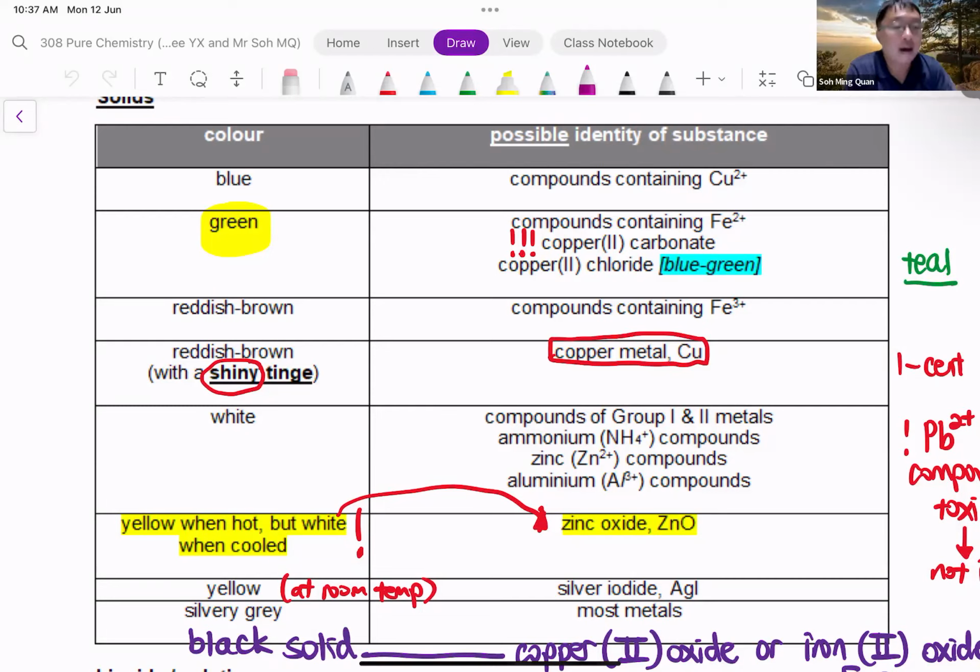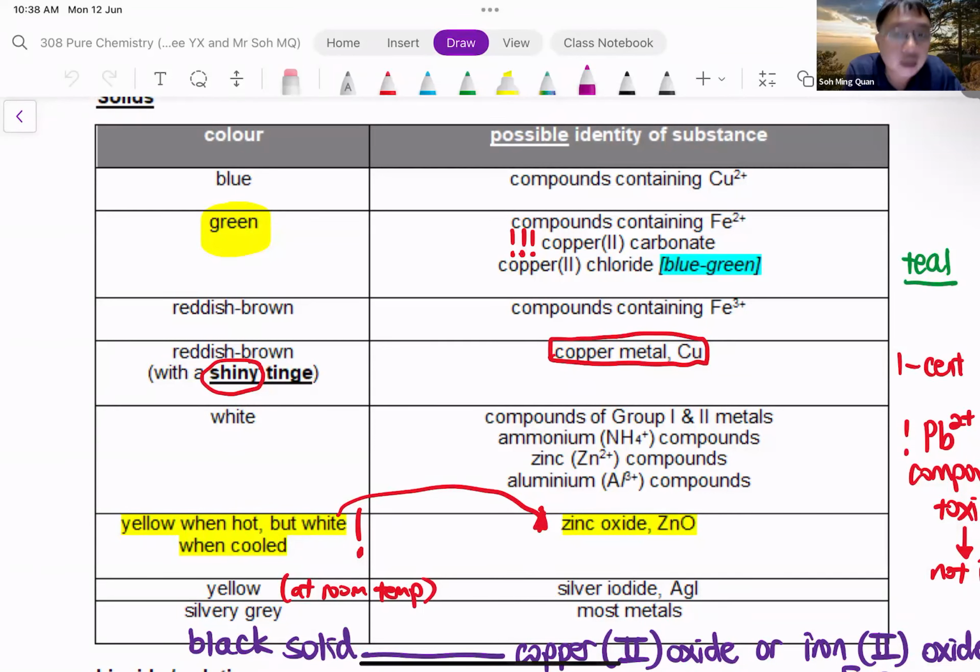However, if it's green, it could be iron 2. It could also be copper 2 carbonate. Copper 2 carbonate is one of those things that commonly trick people. Copper 2 carbonate is green in color. In fact, it is very, very green. It's like a leafy kind of green color. It's the color of leaves, right? Whereas iron 2 compounds are green, but not so green. Iron 2 compounds usually appear pale green.